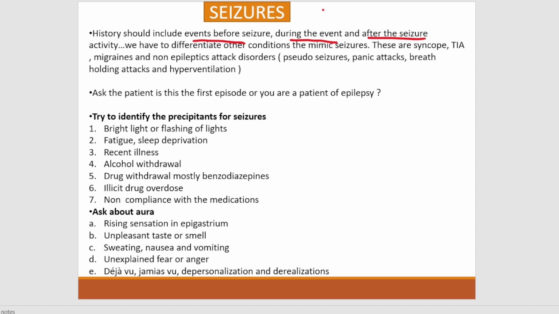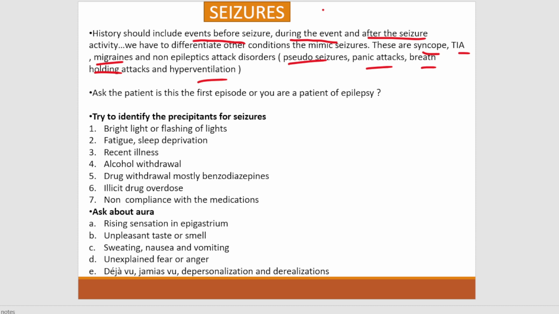We'll try also to differentiate different conditions which mimic seizure. These include syncope, transient ischemic attack, migraine, and non-epileptic attacks. Non-epileptic attacks are pseudo seizure, panic attacks, breath holding attacks, and hyperventilation. So these are a few non-epileptic attacks which we will try to differentiate by taking proper history.